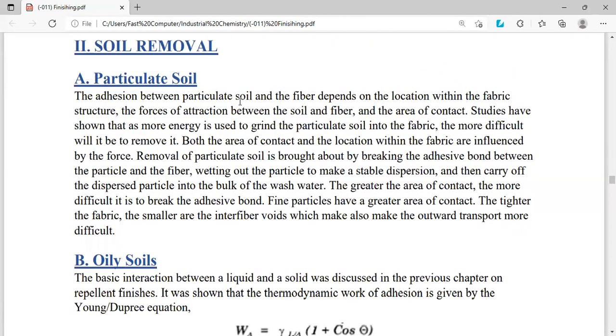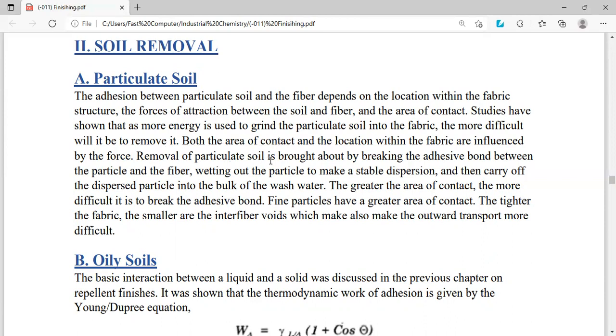The adhesion between particulate soil and the fiber depends on the location within the fabric structure, the forces of attraction between the soil and the fiber, and the area of contact. Studies have shown that as more energy is used to grind particulate soil into the fabric, the more difficult it will be to remove them. Both the area of contact and the location within the fabric are influenced by the force.